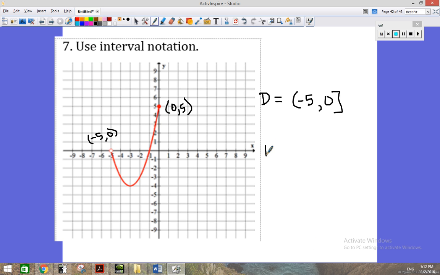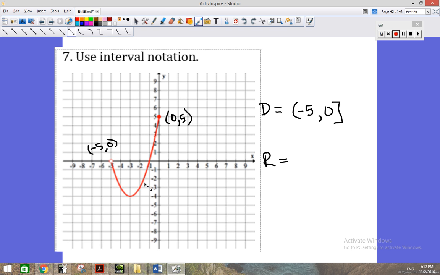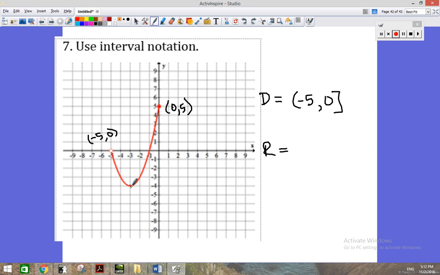Now, when I'm doing my range, I'm thinking up and down. So I've got this vertex. Well, that vertex is definitely on the graph. I'm interested in the y coordinate. I'm not interested in the -3, but I am interested in the -4. There's no point on this portion of the graph that's below that point. -4 is the smallest y value.